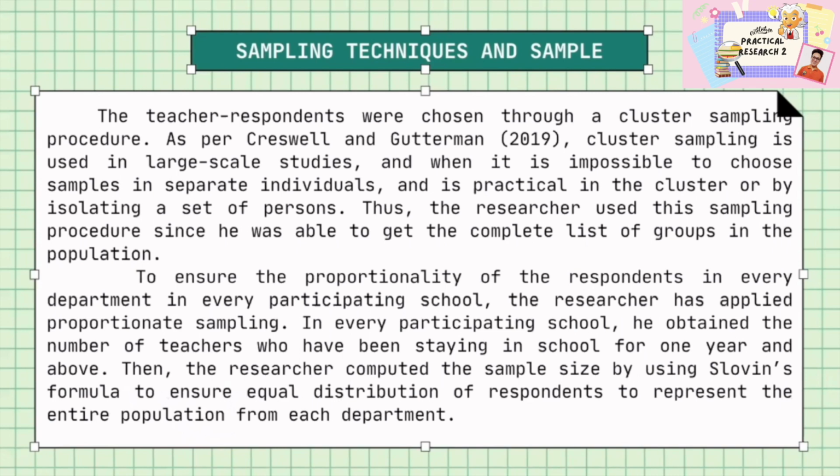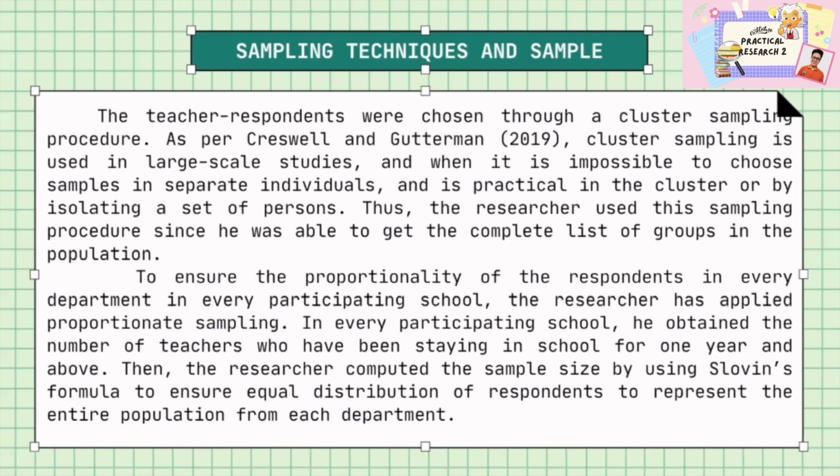So this is just another explanation of another sampling technique, which is a cluster sampling procedure. Okay, so as per Creswell and Guetterman 2019, cluster sampling is used in large-scale studies, and when it is impossible to choose samples in separate individuals, and is practical in the cluster or by isolating a set of persons. Thus, the researcher used the sampling procedure since he was able to get the complete list of groups in the population. And there is another one, the last paragraph.